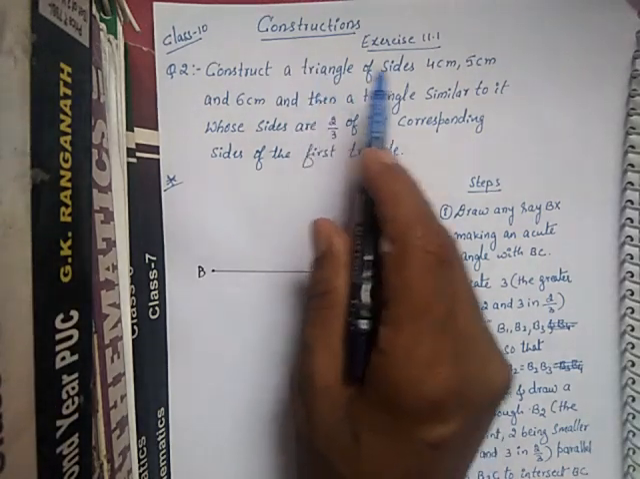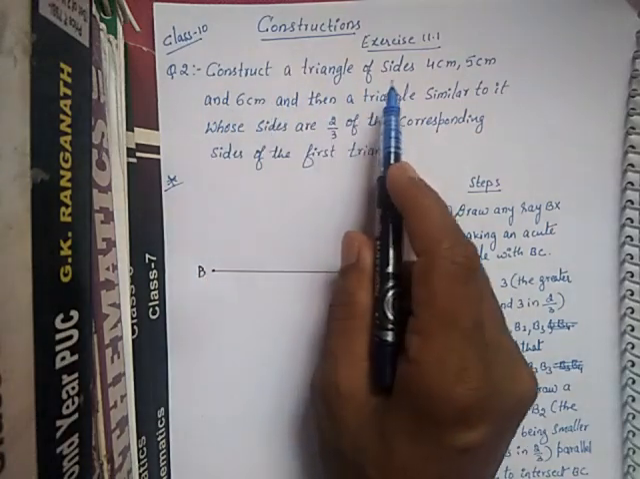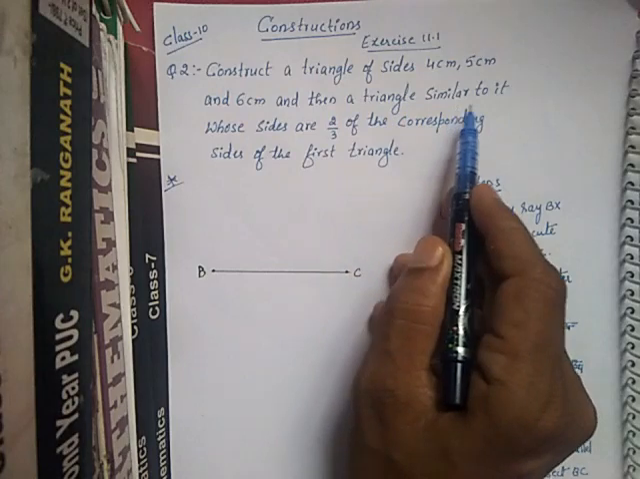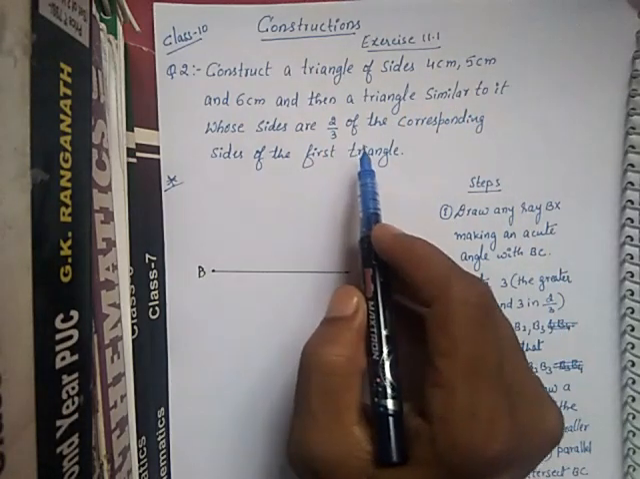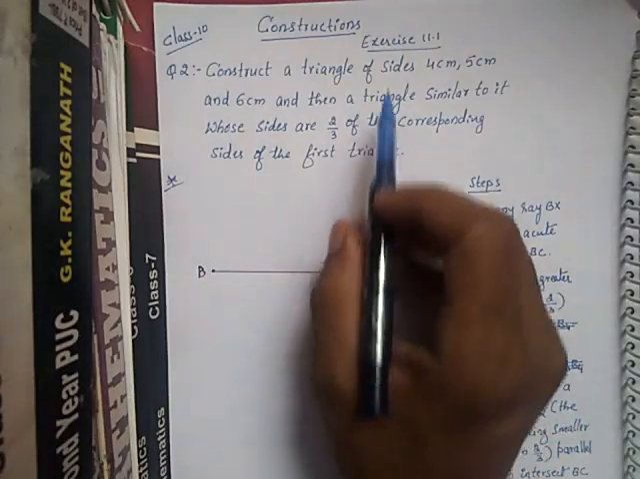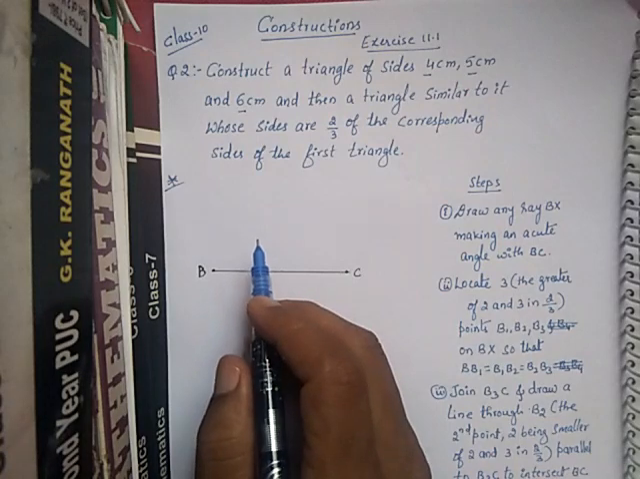Now we will learn construction exercise 11.1 question number 2. Construct a triangle of sides 4 cm, 5 cm and 6 cm and then a triangle similar to it whose sides are 2 by 3 of the corresponding sides of the first triangle. Okay, first here 4 cm, 5 cm and 6 cm is given, which is highest one 6.